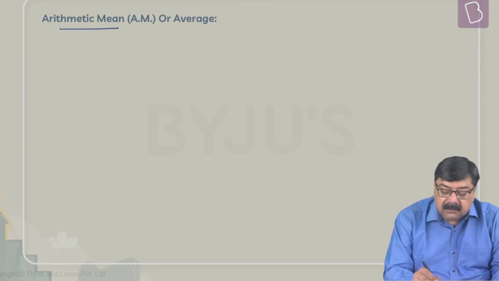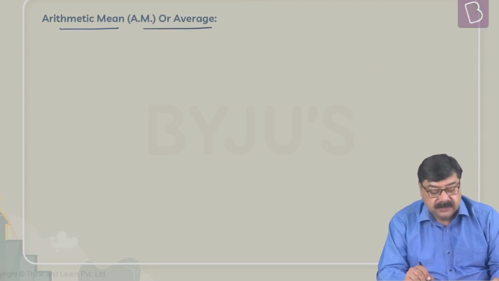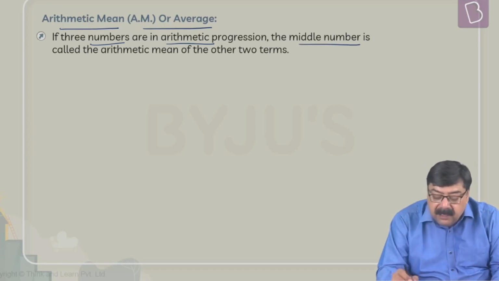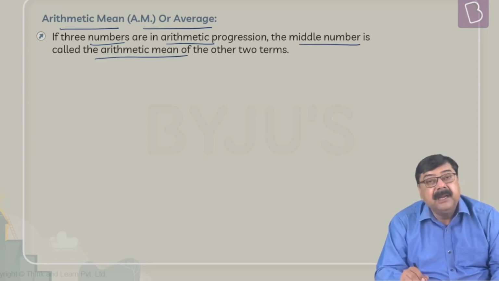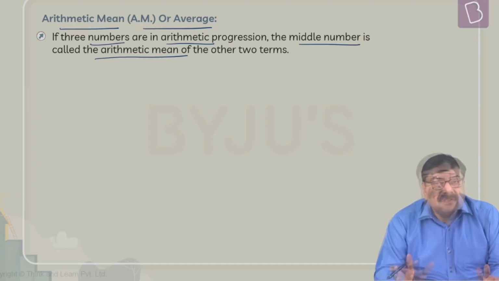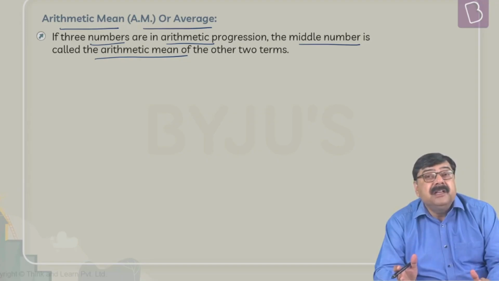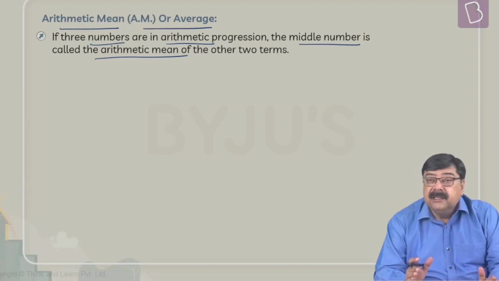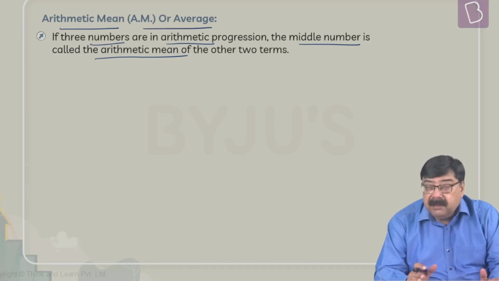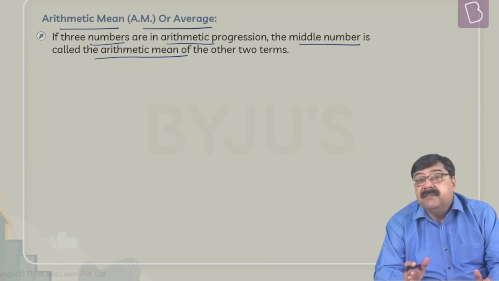Arithmetic mean or average. If three numbers are in arithmetic progression, the middle number is called the arithmetic mean of the other two terms. In fact, if we have an odd number of numbers and these numbers are arranged in ascending or descending order, then in that case, the middle number is going to be the arithmetic mean, or the average of the given AP.